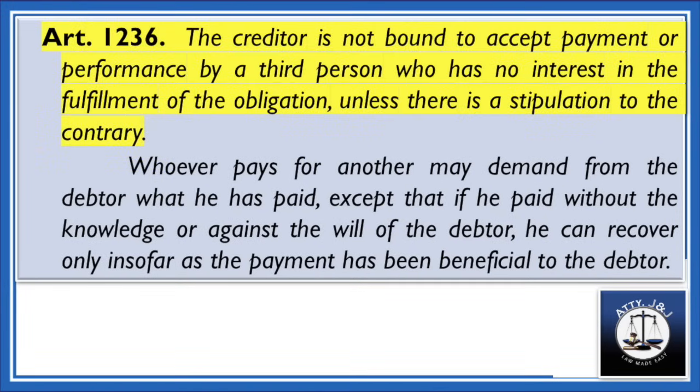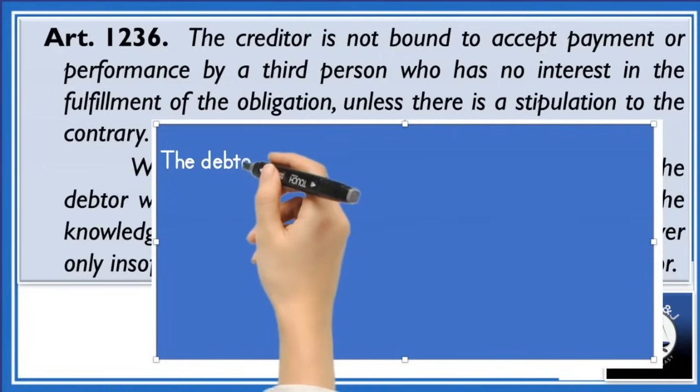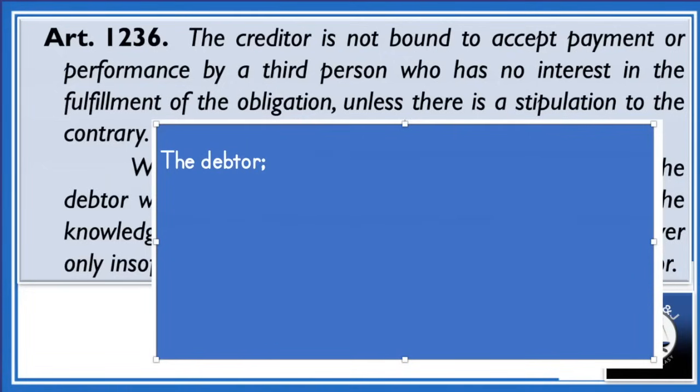So, yung first paragraph provides for a rule kung kaninong payment ba si creditor is bound to accept payment at kaninong hindi naman siya bound to accept payment. First, ganito. The creditor is bound to accept payment or performance from the following. First, yung debtor mismo. Kasi siya nga yung may utang or siya yung may obligasyon. So, natural siya din naman yung ine-expect mo na magbayad or mag-perform ng obligation.